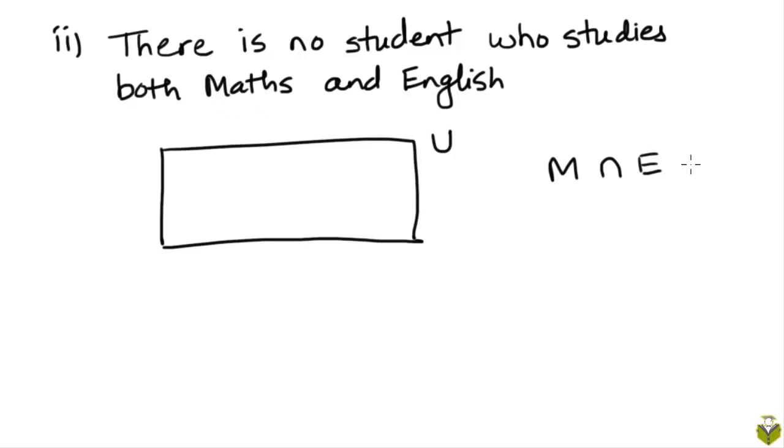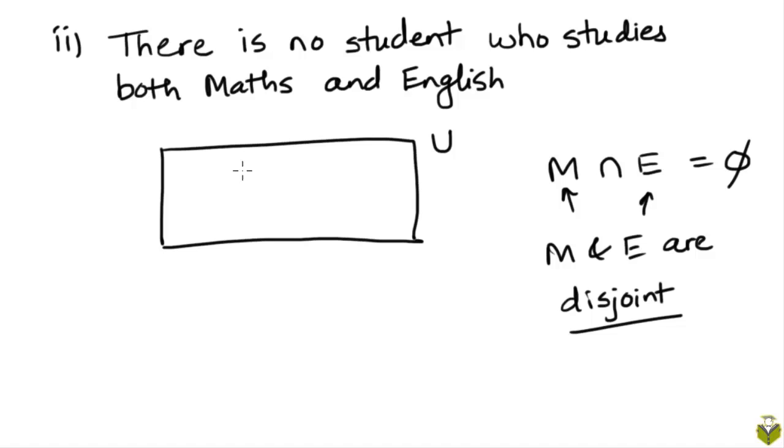So M intersection E is the empty set, since there is no student common to the sets M and E. Since their intersection is empty, M and E are disjoint sets. M and E are therefore disjoint, and so we can draw them as two non-overlapping circles, M and E.